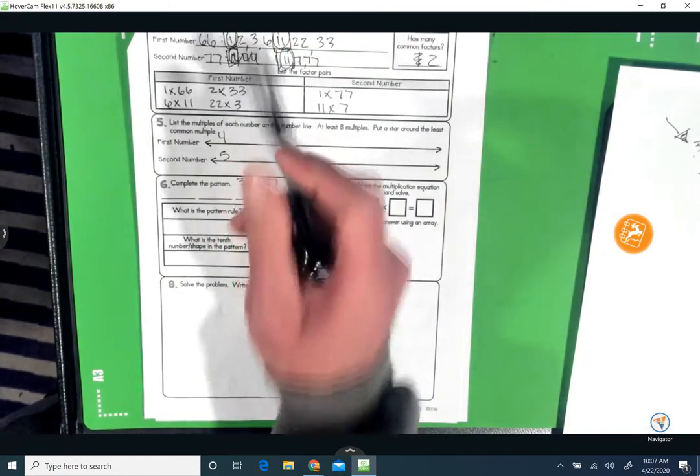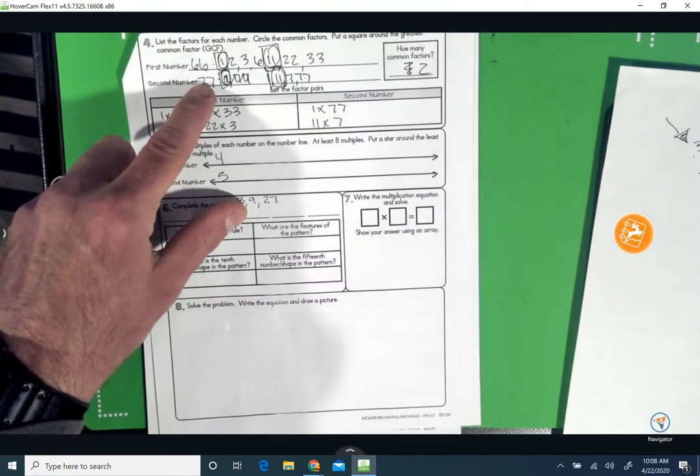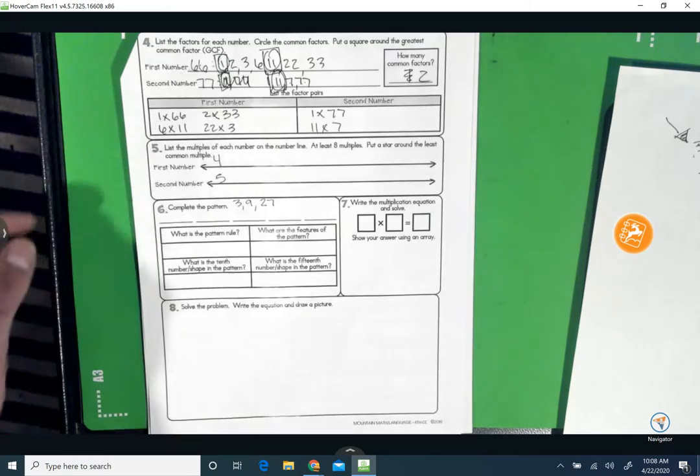There's your answer. 11 is the greatest common factor. So if 66/77 was a fraction you were dealing with and you wanted to put it in simplest form, divide 66 and 77 by 11.